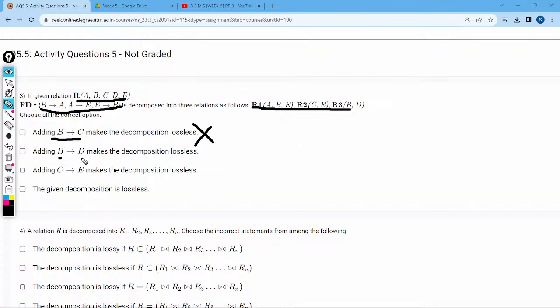Now B→D, is that possible? No, even that is wrong, because in R3 we can directly reach D. C→E makes the decomposition lossless? But it exists right here in R2, so even that is wrong. So the final thing that we can say is the given decomposition is lossless itself, right?